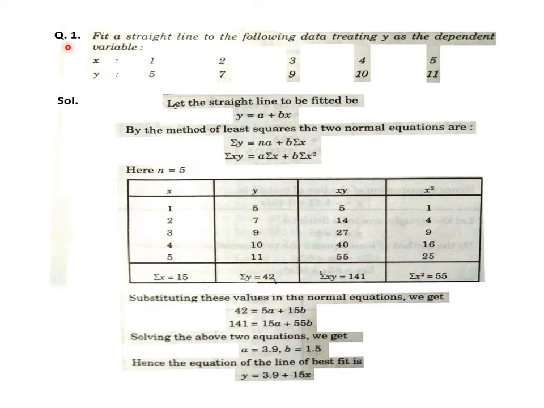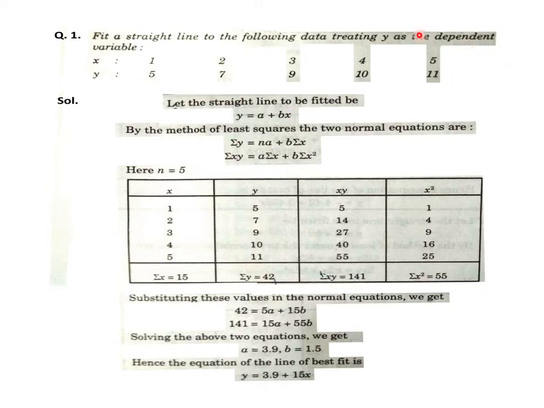Question number 1. Fit a straight line to the following data treating y as the dependent variable. The values of x as the independent variable are 1, 2, 3, 4, 5, and respectively the dependent variable y is given as 5, 7, 9, 10, 11. Now we have to fit a straight line, and y is to be declared as the dependent variable as required. So we assume this kind of straight line, y equals a plus bx.